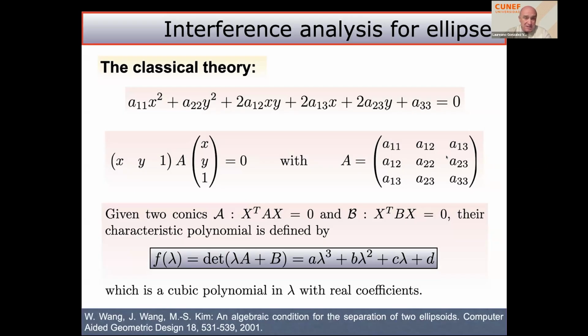And if we have two ellipses, for example A and B, the most important object that we are going to use today is what is called the characteristic polynomial of the pencil defined by A and B, which is the determinant of the matrix lambda times A plus B. In this case it is a cubic polynomial where the coefficients a, b, c, and d are polynomials in the coefficients of the two matrices A and B representing the two conics.